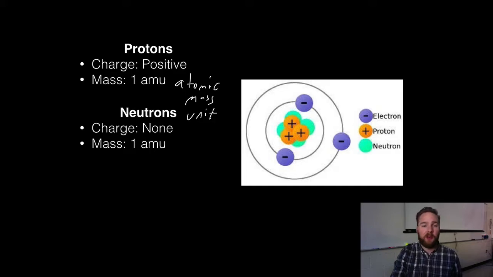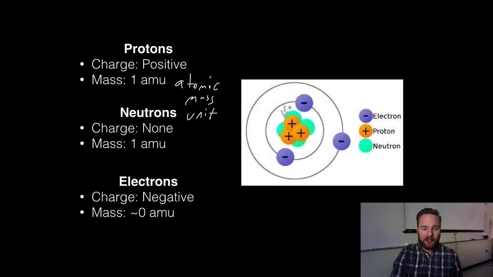What else is in the nucleus? Well, you see it. There are these green guys right here. That is a neutron. They are also in the nucleus. They also have a mass of 1 AMU, so they're about the same size as a proton, but don't get this confused, they have a neutral charge, which means a charge of 0. They don't have a charge. So students often get neutrons and electrons confused. Make sure you don't. And then finally, our electrons.